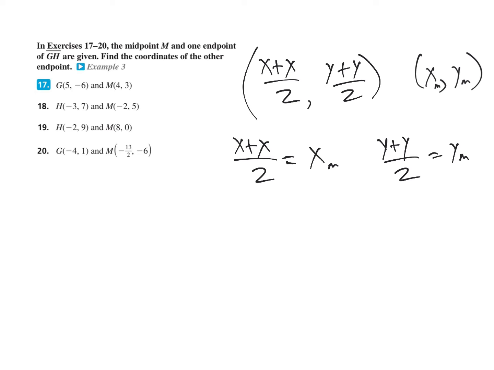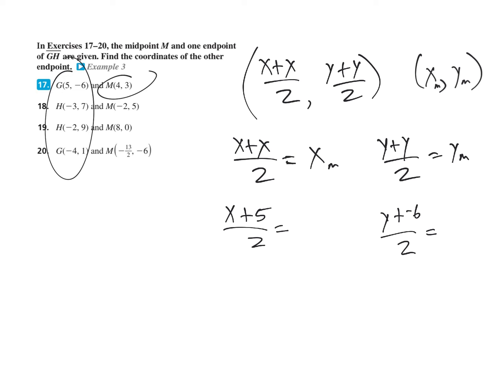So all you do is fill in everything just like what you normally do, except you don't know one of the endpoints. The other endpoint is given here. So we don't know one endpoint, but the other endpoint is 5. Those are your x values. And then you don't know the y value. So the y value here is -6. But you do know what they equal when they're done. It's the midpoint. The midpoint x value is 4, and the midpoint y value is 3.